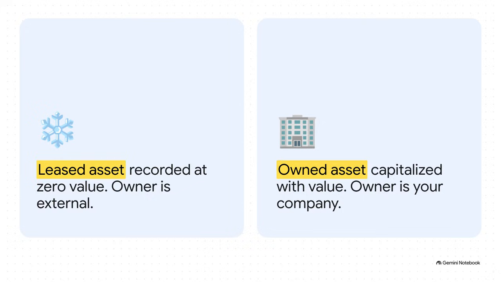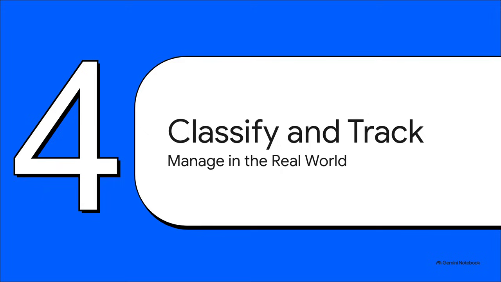You still get to track the item operationally, you know exactly where it is, and you can schedule daily maintenance for it. But financially, your books remain perfectly accurate and wonderfully uninflated. Moving into Section 4, Classification, Tracking, and Locations. Managing assets in the real world.